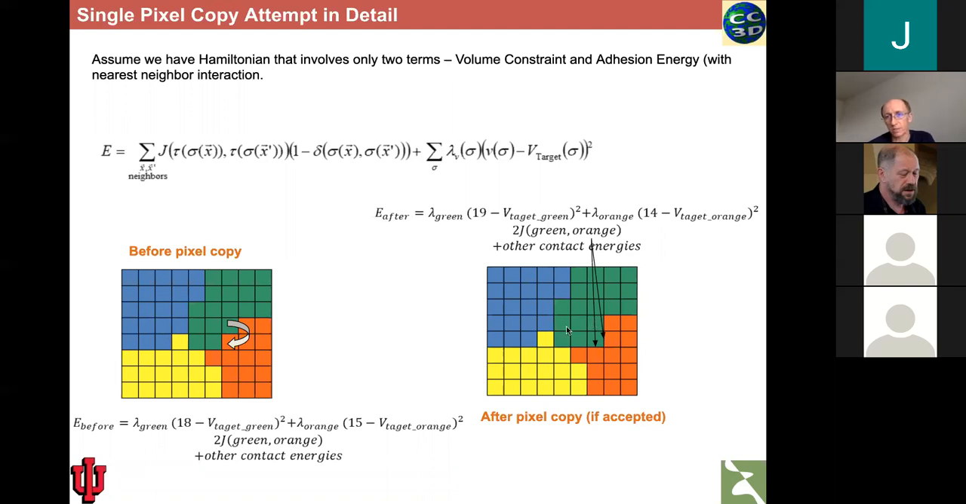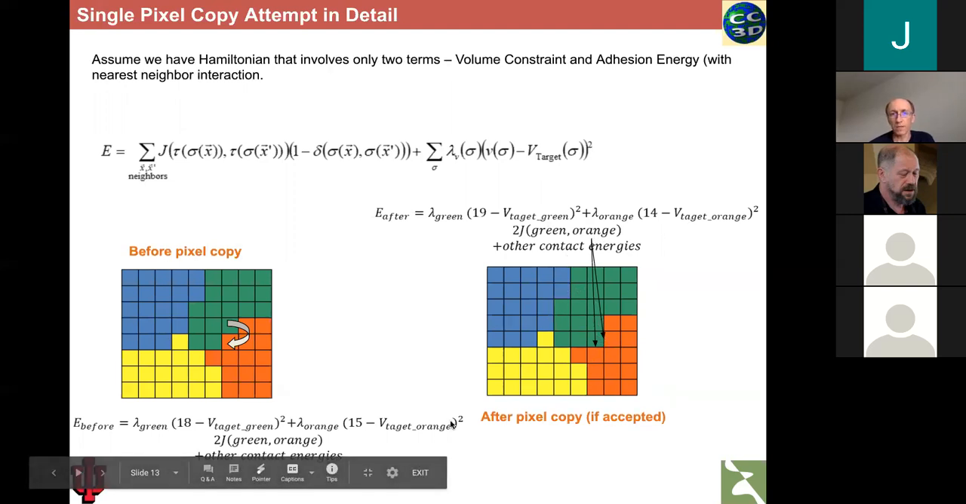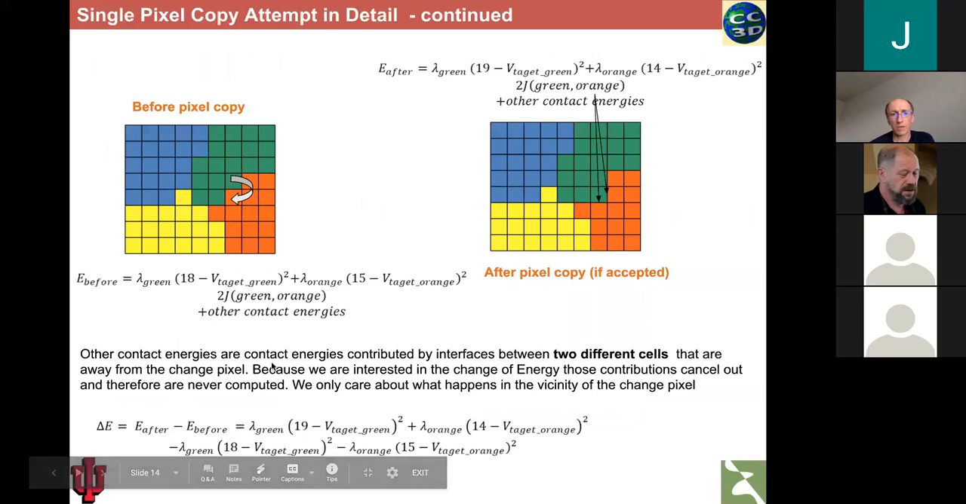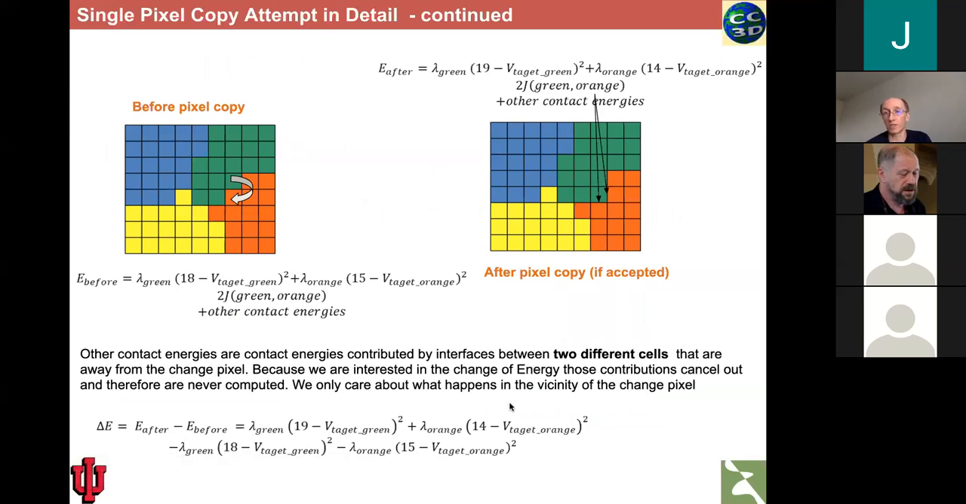And if we consider the situation after pixel copy, if we were to accept this pixel copy, this will be the energy term for this system, right? Then what we have to do is subtract the energy before from the energy after. That gives us delta energy. And then if this delta E is less than 0, we will accept this pixel copy. If it's greater than 0, we will accept it with a certain probability that's less than 1, right?